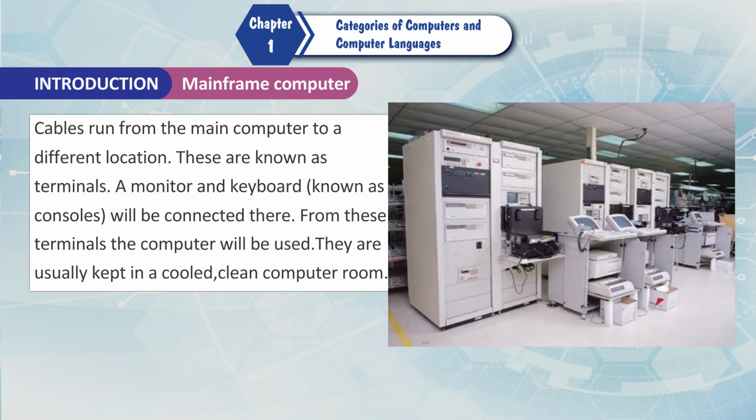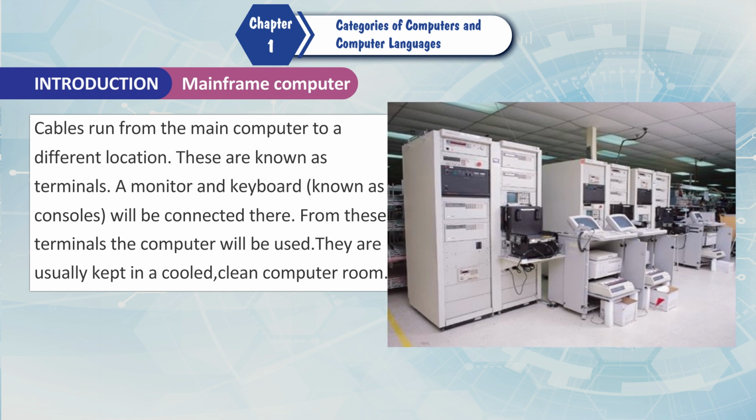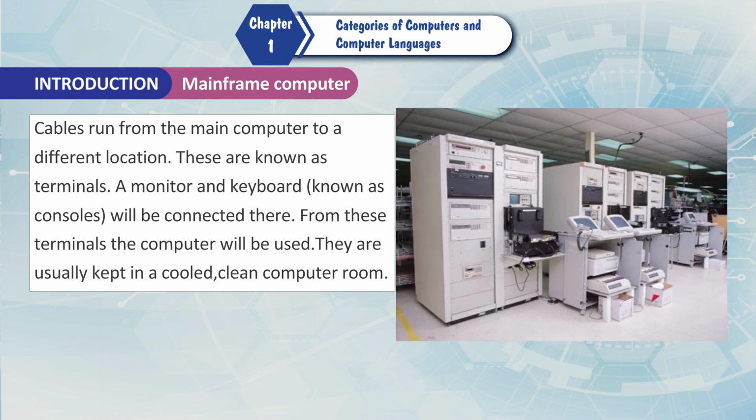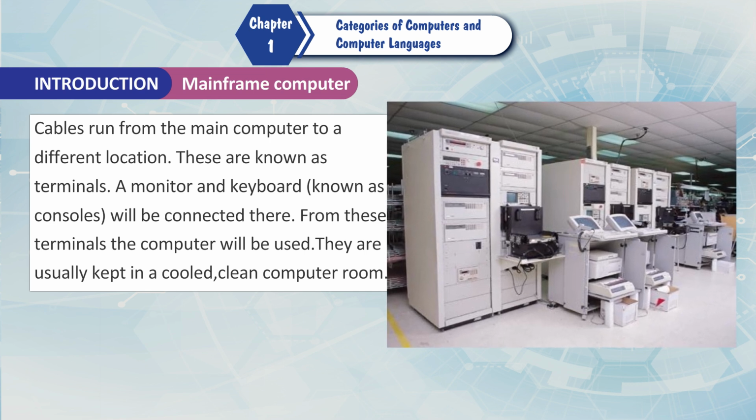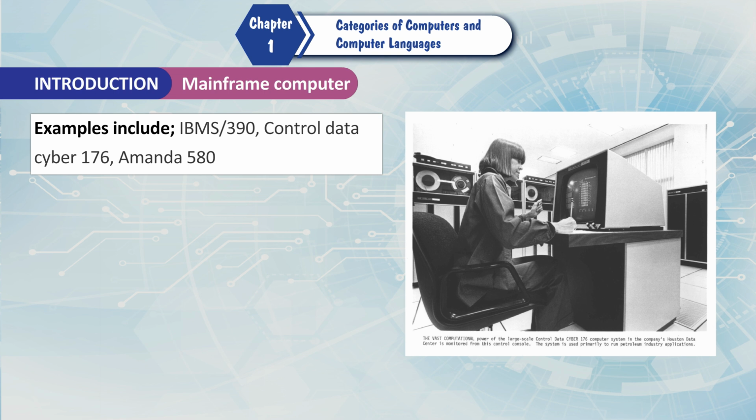Cables run from the main computer to different locations. These are known as terminals. A monitor and keyboard, known as consoles, will be connected there. From these terminals, the computer will be used. They are usually kept in a cool, clean computer room. Examples include IBM S390, Control Data Cyber 176, Amdahl 580.